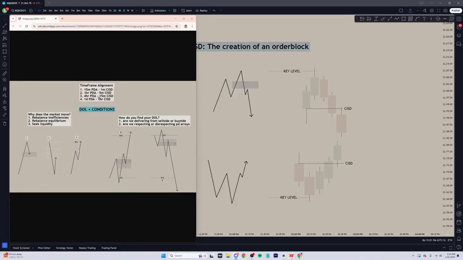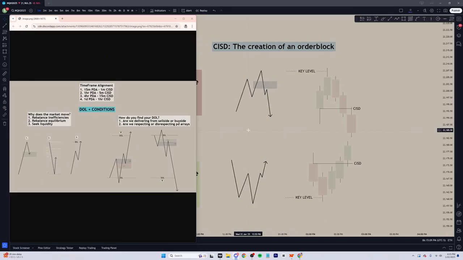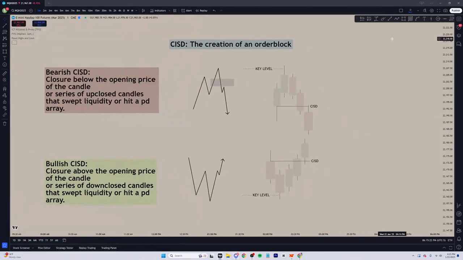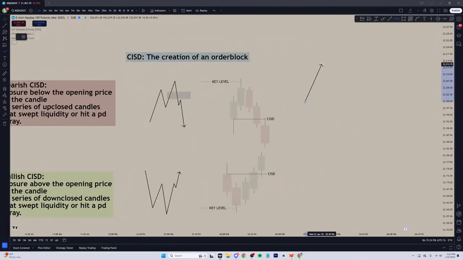And again, change in state of delivery can also just mean a breaker block getting formed, or an inversion fair value gap as a change in state of delivery. It's just changing order flow, right? No, breaker structure happens after market structure shift. So I can show this again, where we'll have an inversion fair value gap getting formed. We'll have a market structure shift, or we'll have the CISD. We'll then have a market structure shift also, and then a breaker structure will happen after.